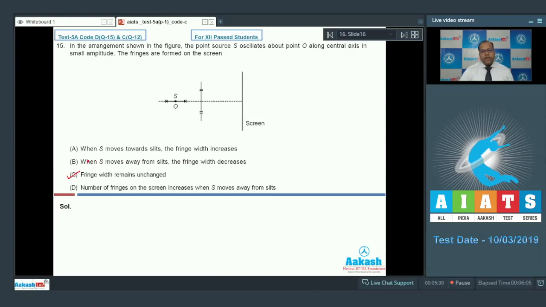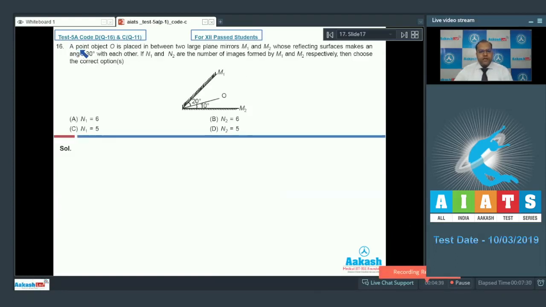In option D, the number of fringes on the screen increases when S moves away from the slits. The number of fringes on the screen will remain the same and the pattern will remain the same. So option D is wrong. So the correct answer for question number 15 is option C. Let's move to question number 16.